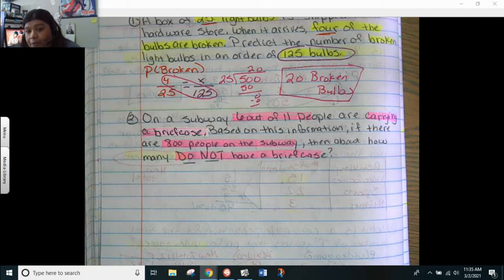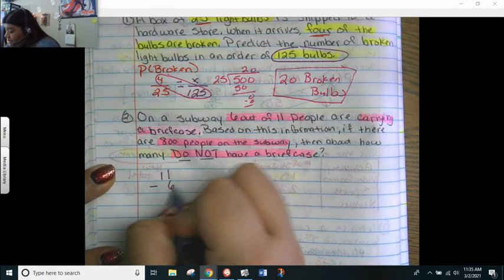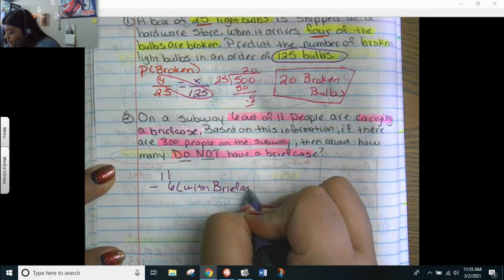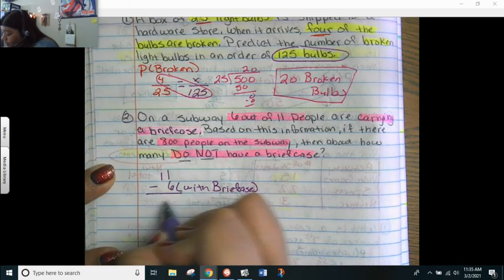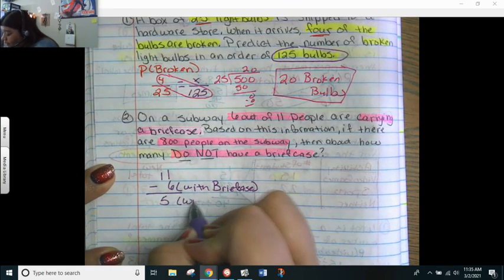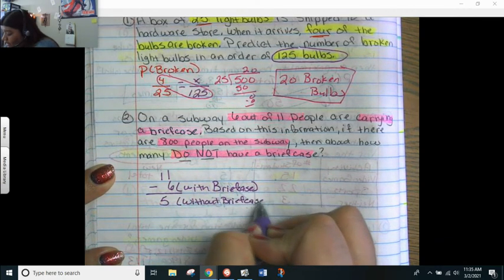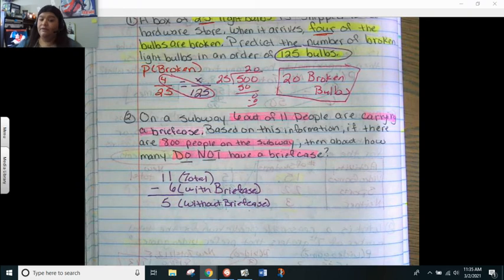I have 11 total people. 6 are carrying a briefcase. How do you figure out the ones who did not carry a briefcase? Should have subtracted. So I have 11 total minus the 6 with briefcase. Okay. Forgot the C. Which will give you 5 without briefcase. This is the total. That way you know where I'm getting my numbers from. Okay. So you should have gotten 5.